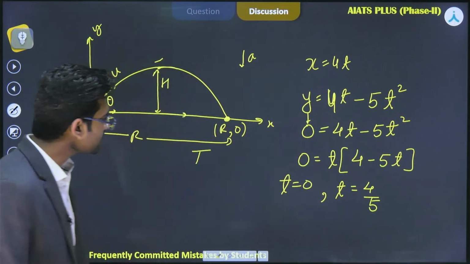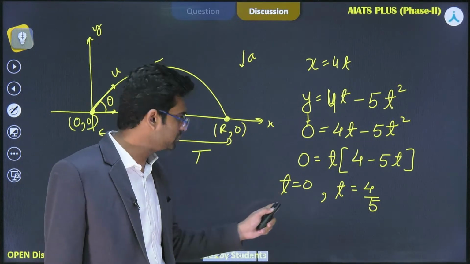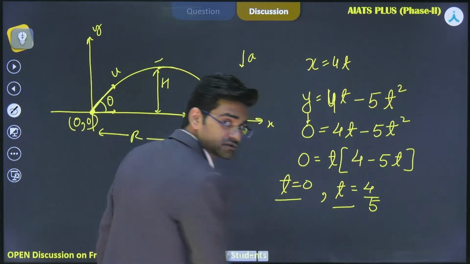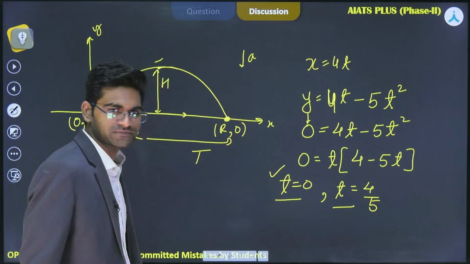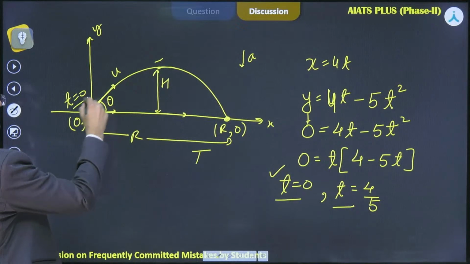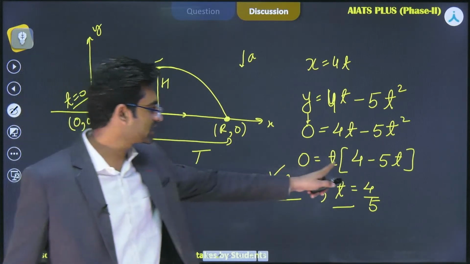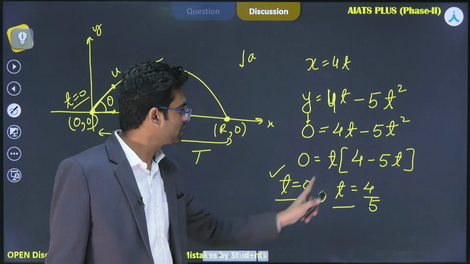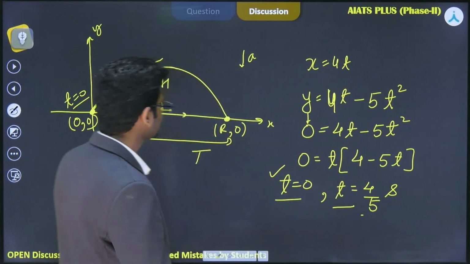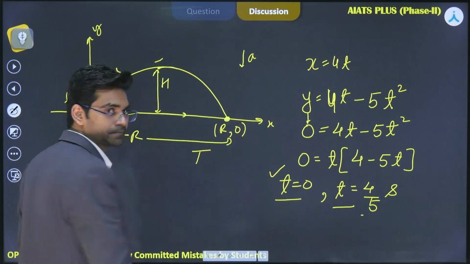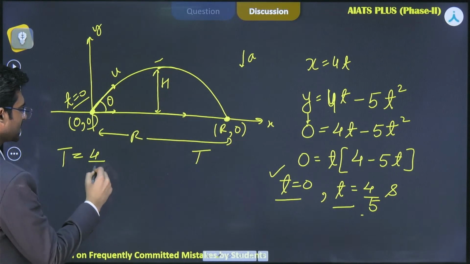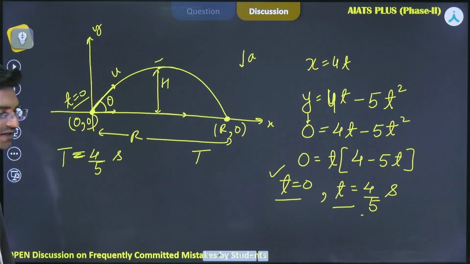All right, so t equal to 0 is one root and t equal to 4 by 5 is another root. Why are we getting these two roots? What is the significance of the first root, t equal to 0? At the point of projection, the time was 0, and the y coordinate was also 0. That is why we get t equal to 0 as one solution. What about t equal to 4 by 5? I am getting t equal to 4 by 5 seconds because of this point, right? So this is the time of flight, t equal to 4 by 5 seconds.